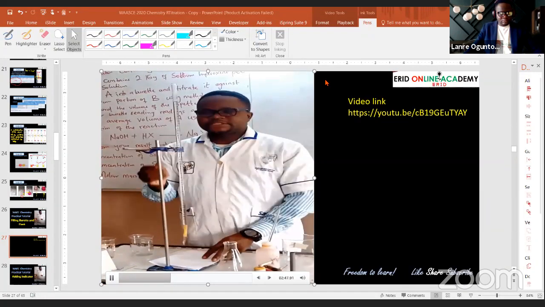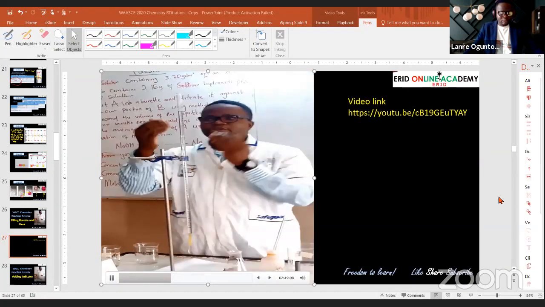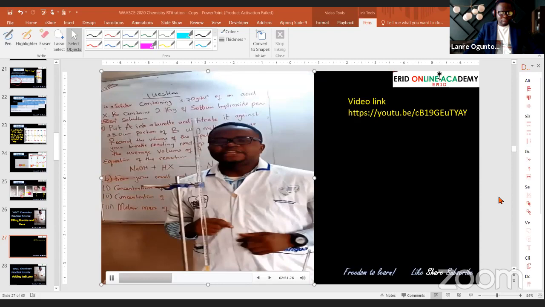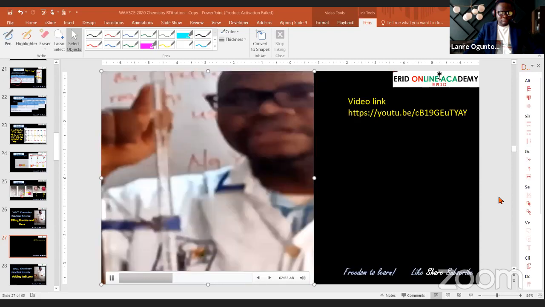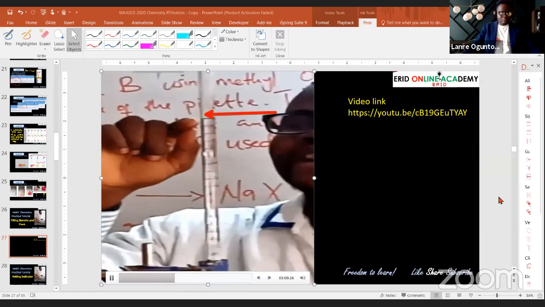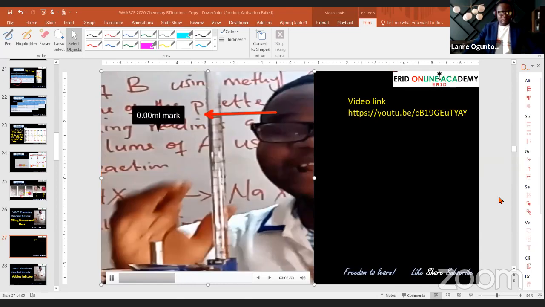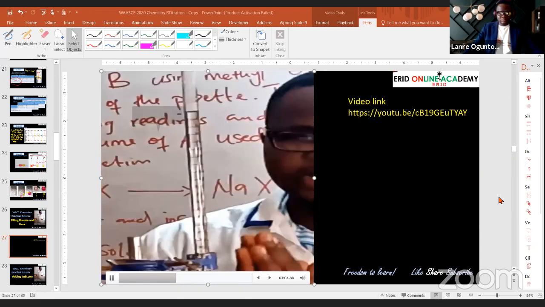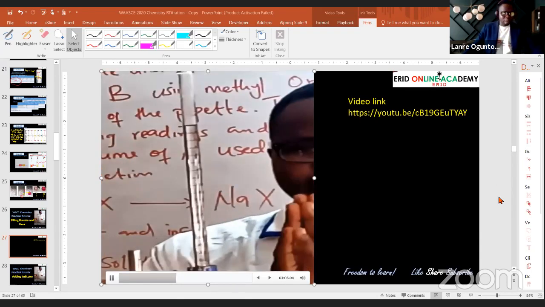So let's move closer so that we can see. You can see the level of the meniscus here. So let's zoom closer so that you can see the level of the meniscus. Okay. So here I'm starting at 0. That is the initial level of my acid. Very important. Initial level of my acid.